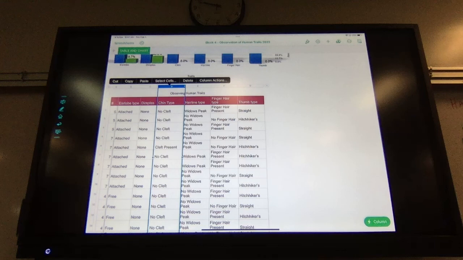I have so many versions open. Where did mine go? Well, I'm going to go with this one for demonstration purposes. I'm not sure where I just put my file.